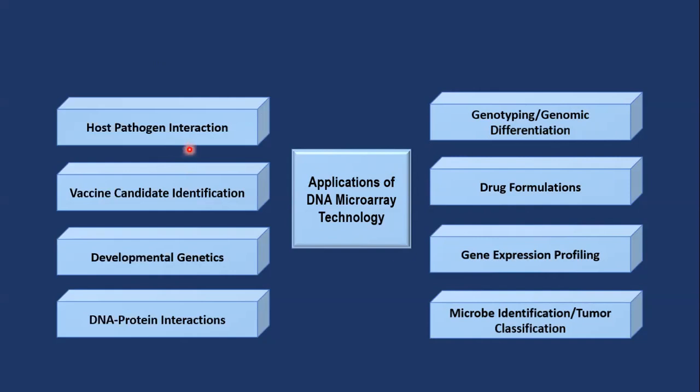A new probable drug or vaccine candidate identification can also be performed. Developmental genetics and DNA protein interaction can be cross-checked by this technology. Microbe identification and tumor classification, that is, what kind of cancer a patient has, can also be identified through this technique.